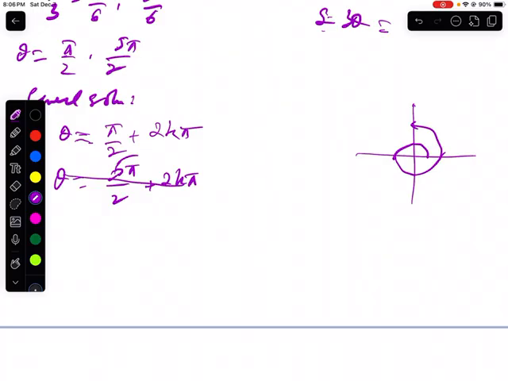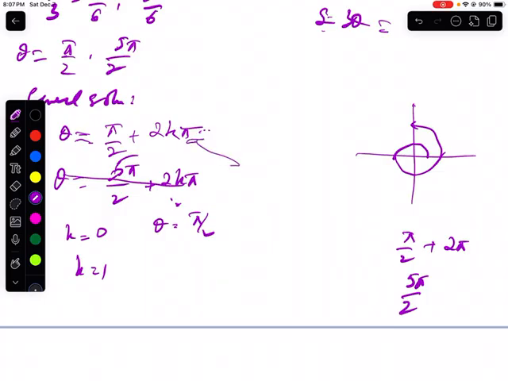And how can we get this value from the first value? Well, when k is 0, your theta will be pi over 2. When k is 1, you get pi over 2 plus pi. No, you get plus 2 pi, because see here, this is 2k pi. So you are not getting plus pi, you are getting plus 2 pi. So now when you simplify, you get 5 pi over 2. So only this equation will give you all the solutions. So you don't have to write this one.